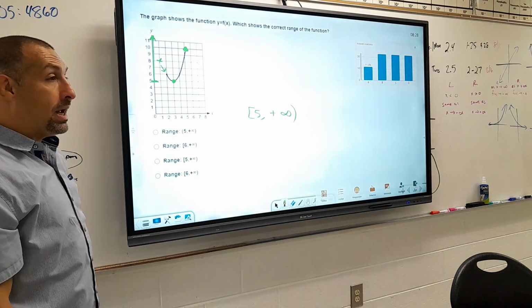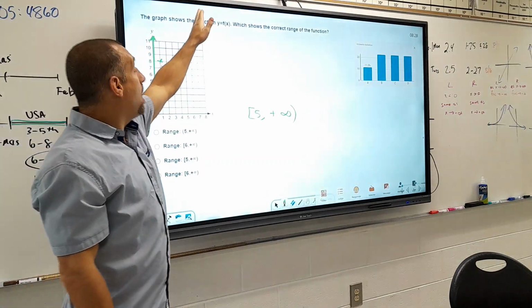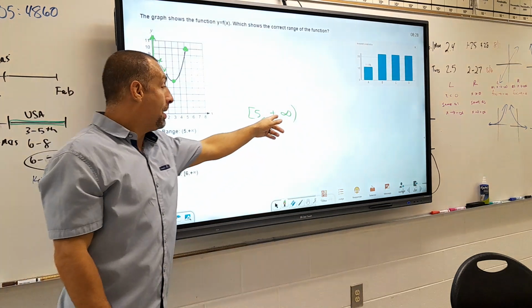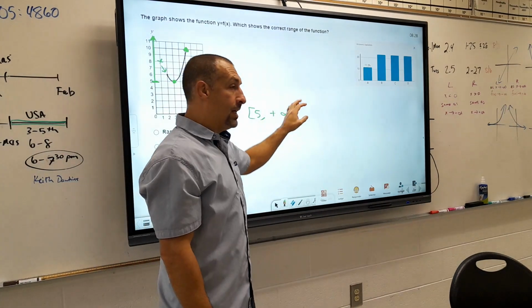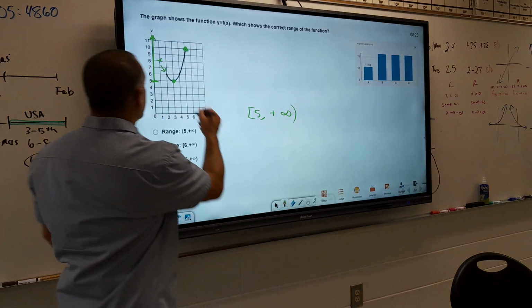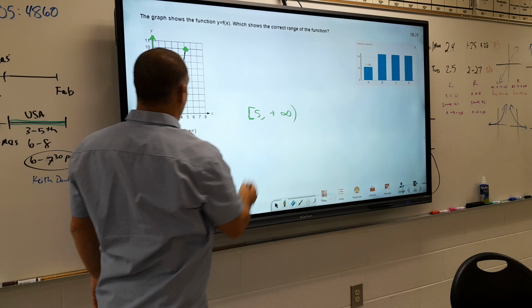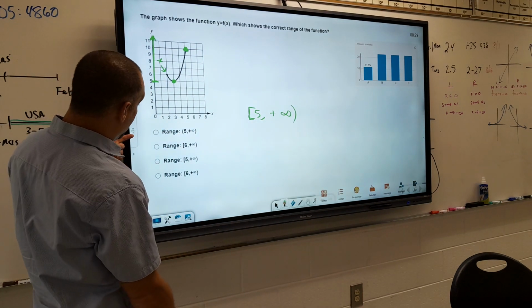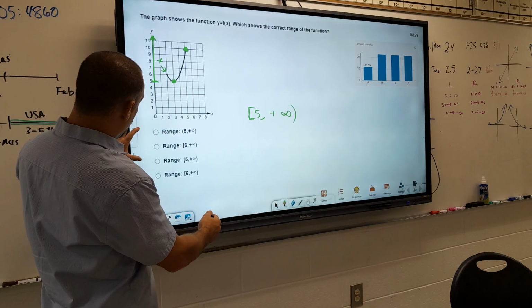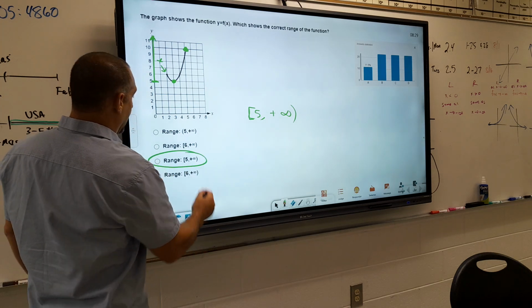When you're looking at range, you want to go from the lowest to the highest. And it goes up without boundaries, so that's why you have a positive infinity. Whenever you do infinity, it's not a definitive ending, so you leave it rounded. This is a definitive lowest point, so you use a bracket. It includes 5. So the correct answer probably should have been, he's got 2 correct answers here, doesn't he? Nope. It should have been C.